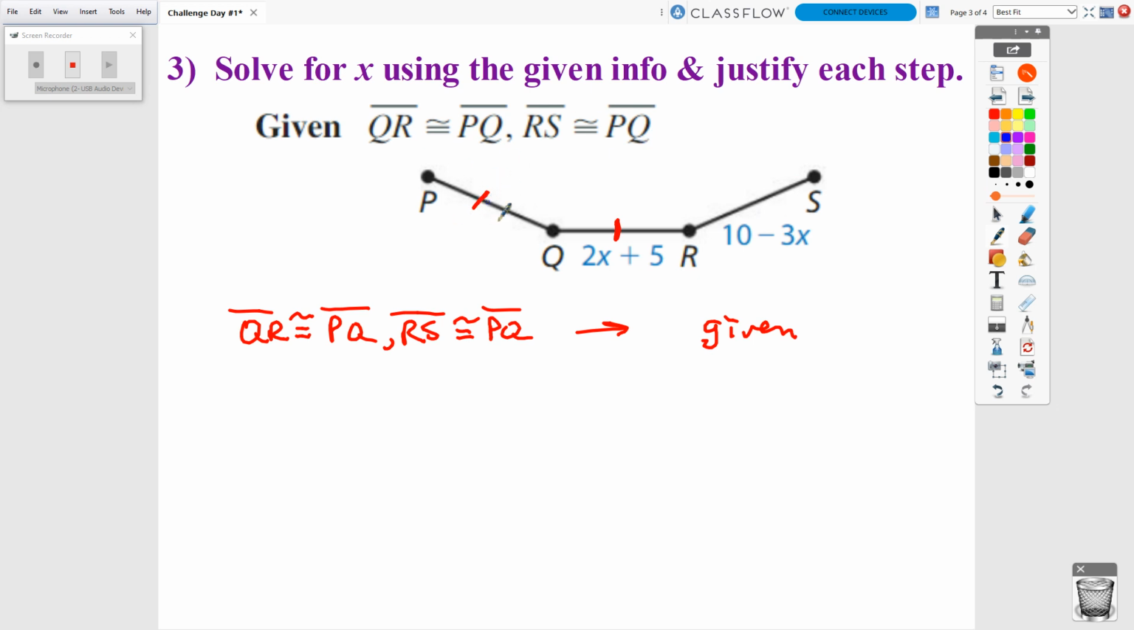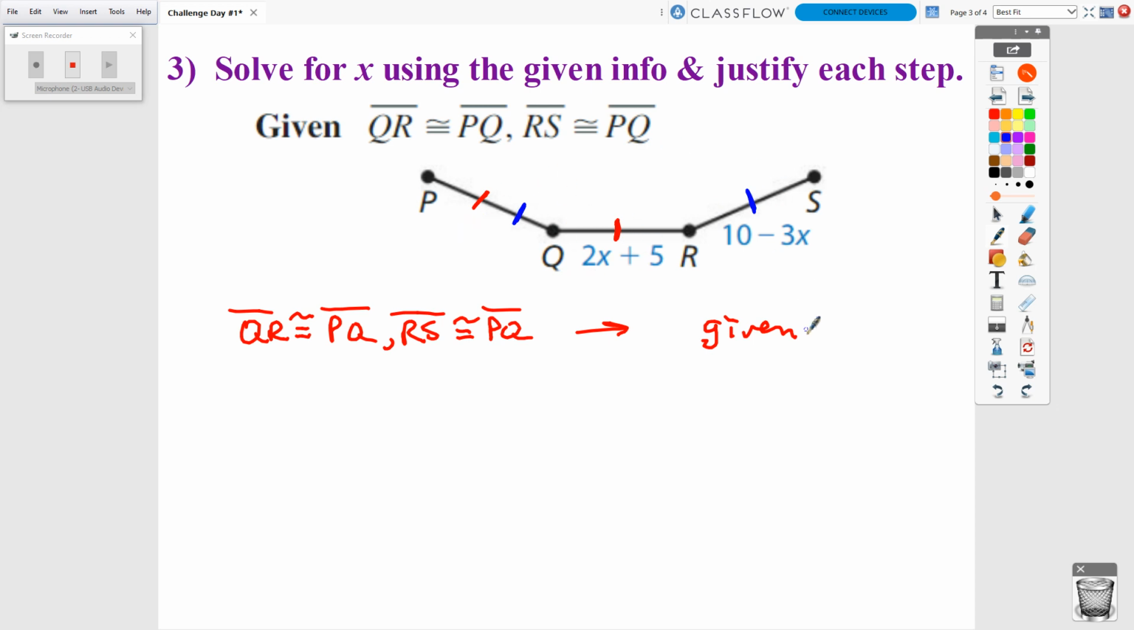Well, PQ had one congruent marking on it. So it's almost like I could put still one congruent marking on PQ and one congruent marking on RS, but PQ has the same congruent marking on it. So we're going to have to somehow pull together this whole connection with PQ with QR and PQ with RS.